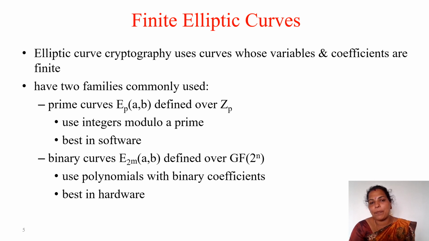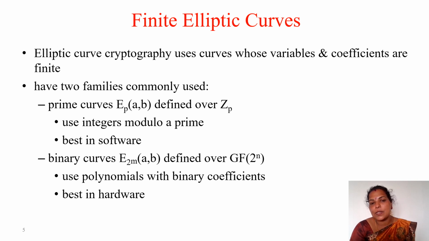You know what is Zp? It uses the integers modulo a prime number, that is, the set of prime numbers. Suppose we have p as 7, then we can give the numbers as 0 to 6. Likewise, we have the set of integers modulo a prime number. So these prime curves are mainly used in software.